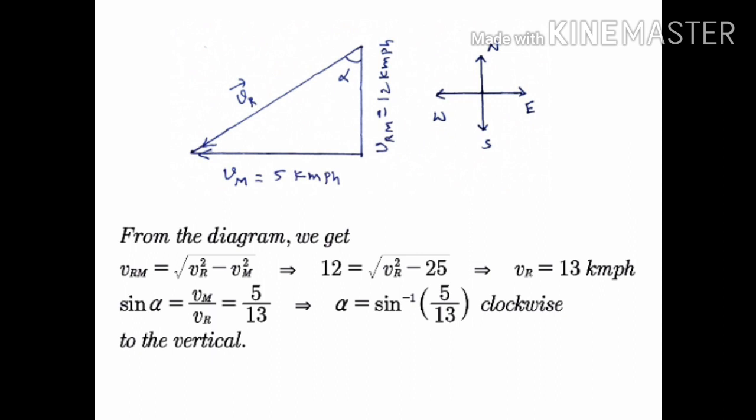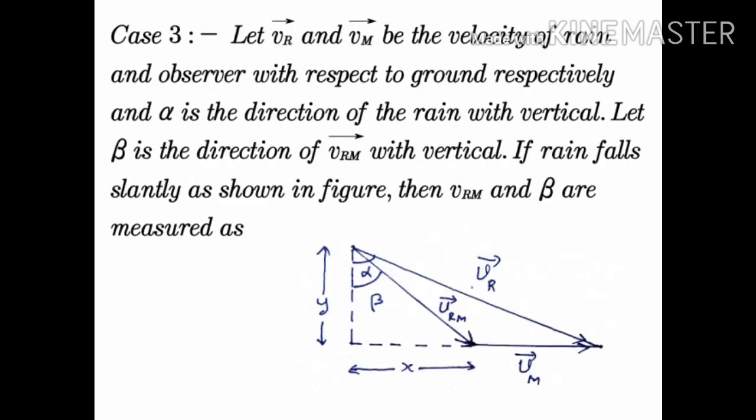Then sin alpha is equal to VM by VR, that is equal to 5 by 13. Then you can get alpha is equal to sin inverse of 5 by 13 clockwise to the vertical. And next one, case 3.